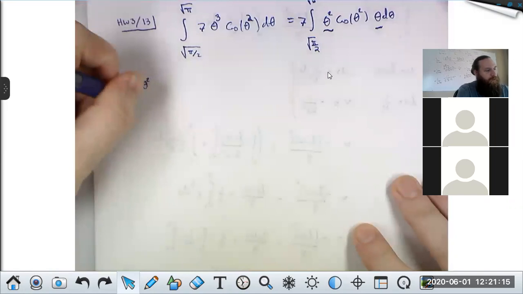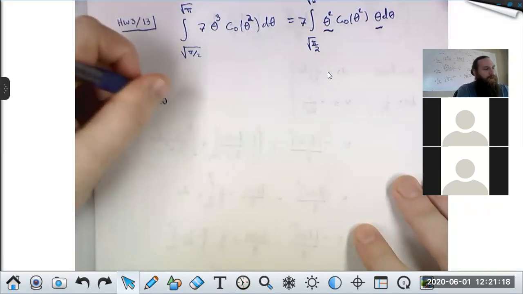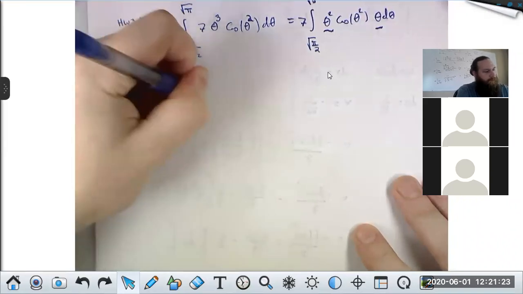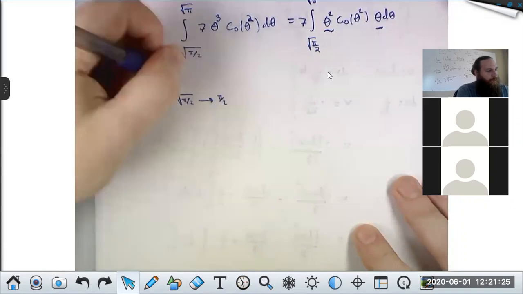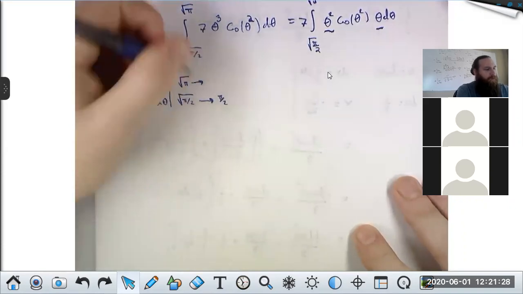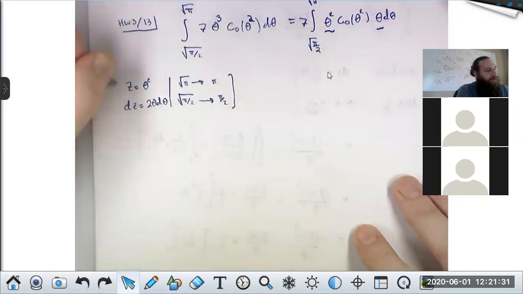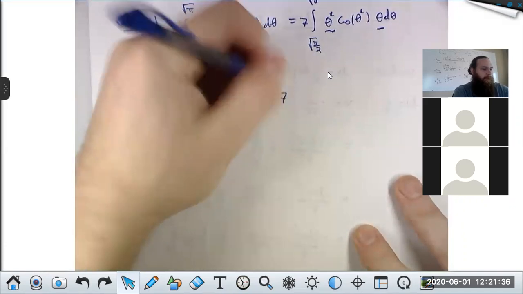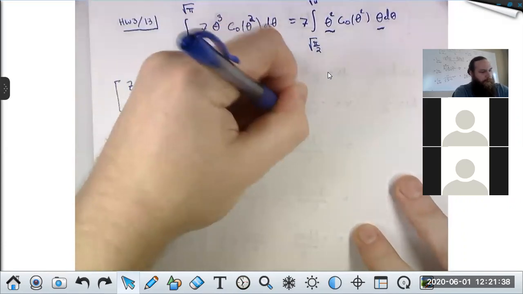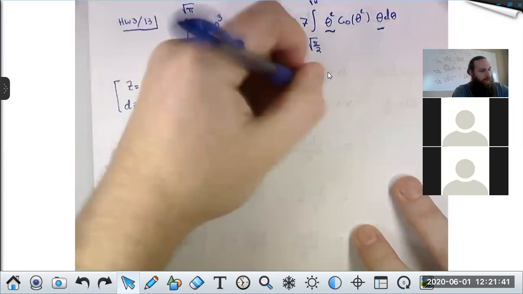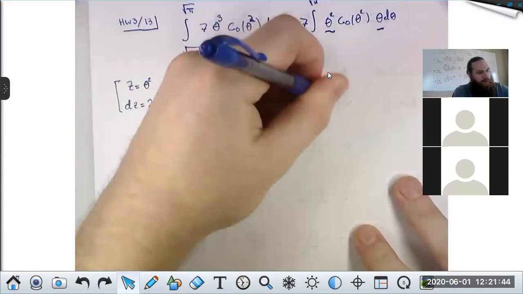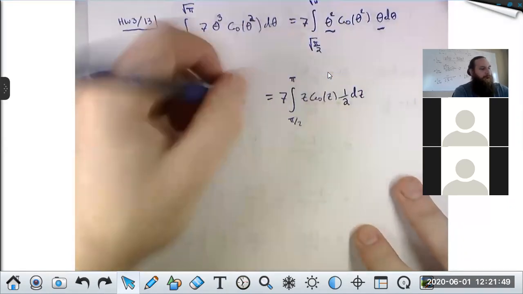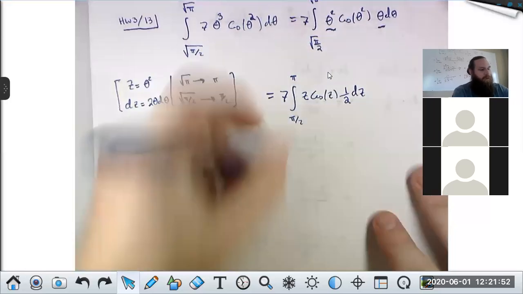my dz is 2 theta d theta. My limits go from the square root of pi over 2 to just pi over 2, and the square root of pi to just pi. See, under this substitution, everything gets nicer. My 7 out front is going to come along for the ride, and I get the integral from pi over 2 to pi of z cos z times 1/2 dz, and the 1/2 can come out. So that looks much nicer to me.